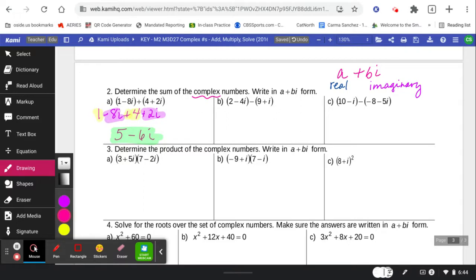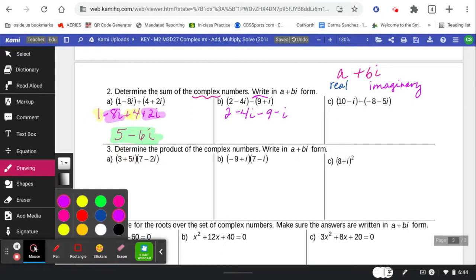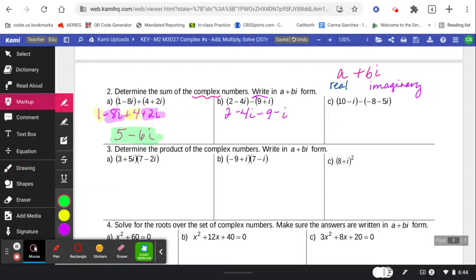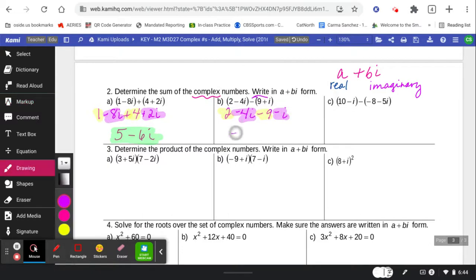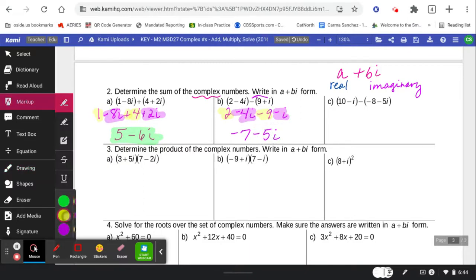Okay, on the next one, we've got a minus in the middle. And so what that means is when I'm rewriting this without parentheses, this negative is distributing. It's going to change it and turn it into a negative 9. And the negative times i is going to become a negative i. Then we're going to combine both the real and the imaginary parts. Here's the real parts. Here's the imaginary parts. Let's put those together. 2 minus 9 makes negative 7. And negative 4 minus 1 is a total of negative 5i. There's my a plus bi format. We're done.